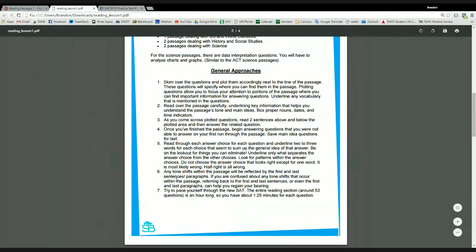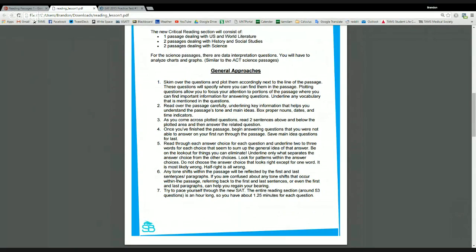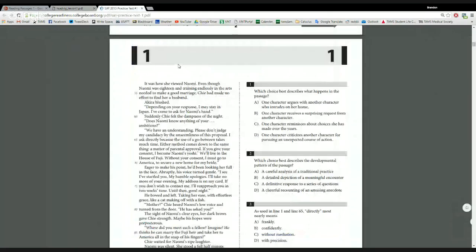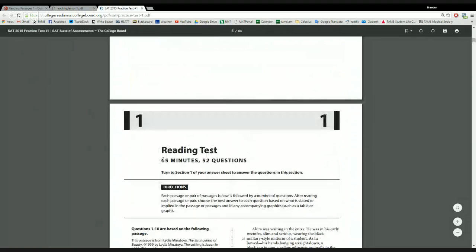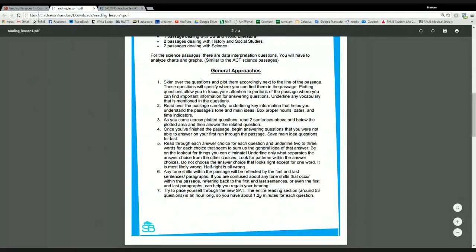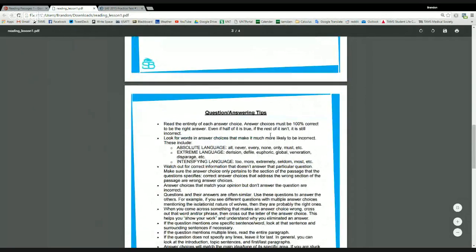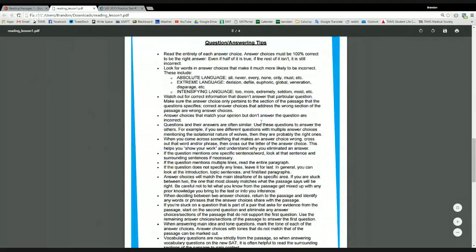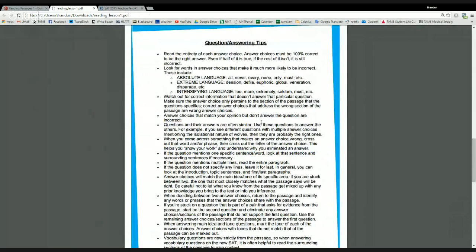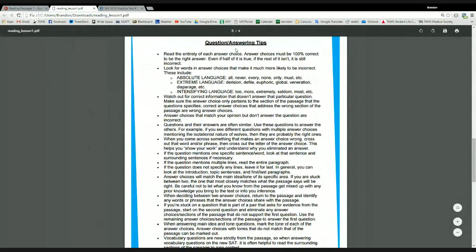Okay, try to pace yourself through the new SAT. The reading section is, in this case, 65 minutes for 52 questions. Now this gives you about 1.25 minutes for each question, so make sure you get your timing right and continue practicing so you know how to time yourself for reading the passages and answering the questions. Now we're going to go through question and answering tips.